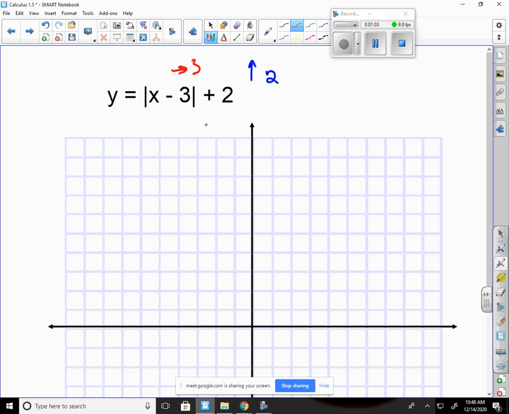Additionally, whenever I think about this, my absolute value of x function should be a v. And so now I'm going to shift to the right 3 and up 2. So my origin, which would have been at 0, 0, is now going to be over at 3 and up 2.